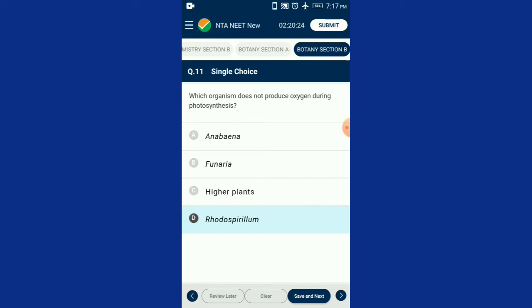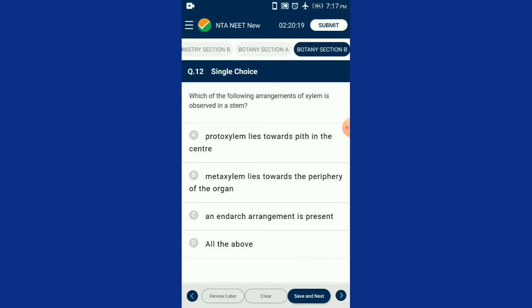Question number 12. Which of the following arrangements of xylem is observed in a stem? Early formed smaller xylem is called protoxylem and later formed xylem is called metaxylem. In stem, xylem is endarch, with protoxylem placed towards the center and metaxylem placed towards the outer side, the periphery. So the answer is option D. From the given arrangements, all the statements are observed in stem.